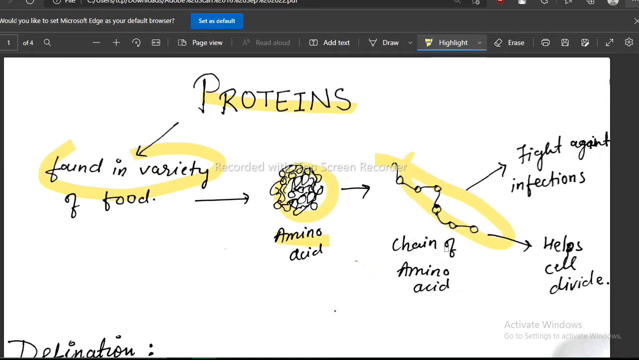So basically why we are requiring proteins. So protein in a simple way is required to fight against infection. These are required to fight against infection, and it helps to divide the cell. So let's see the definition of protein.